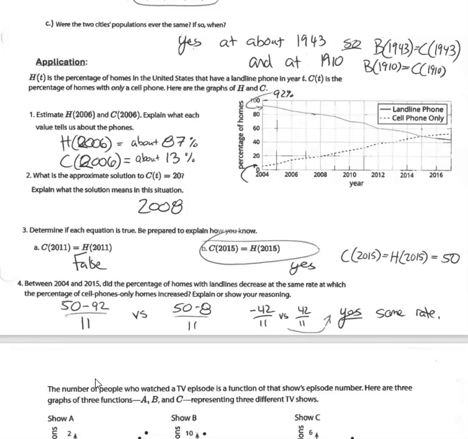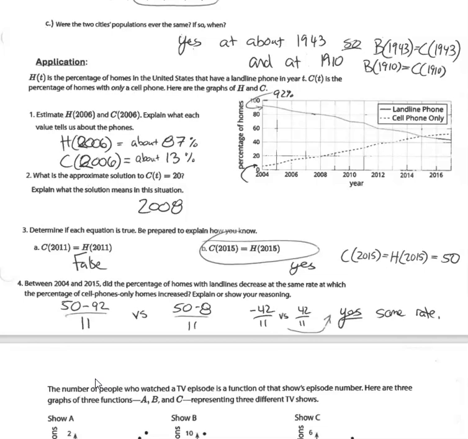Now the next one says determine if the following are true or false. They have C of 2011 equals H of 2011, which is basically saying the percentage of cell phone users and home phone users would be the same in 2011. That is incorrect. It's actually in 2015 that they become about the same. So you could say C of 2015 equals H of 2015, which equals about 50% for each.